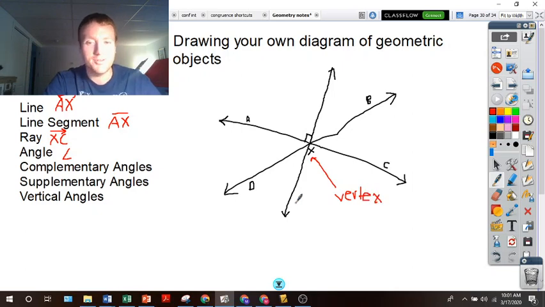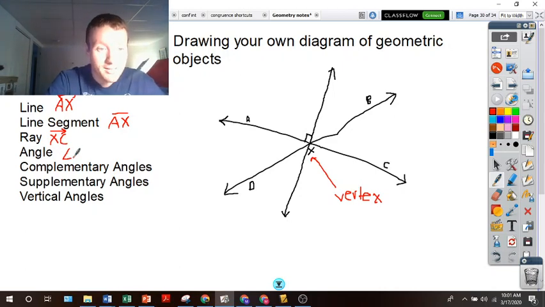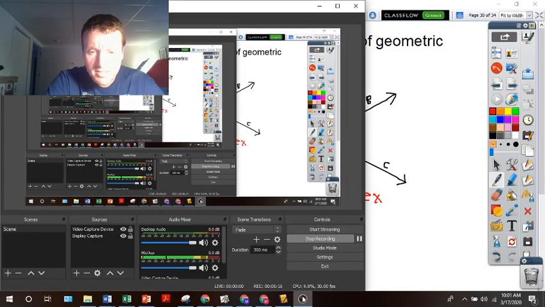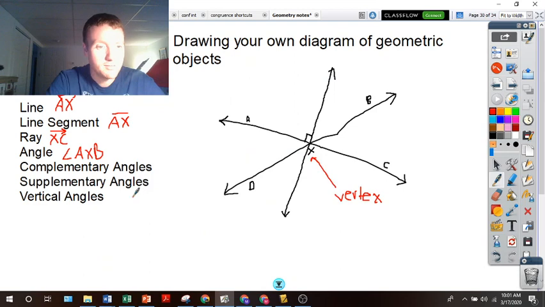Sure. That's what happens when you write with a mouse. So, angle AXB is an angle. Okay, let's make sure we're still recording. Nice. How long are we going for? 6 minutes. Let's speed this up.